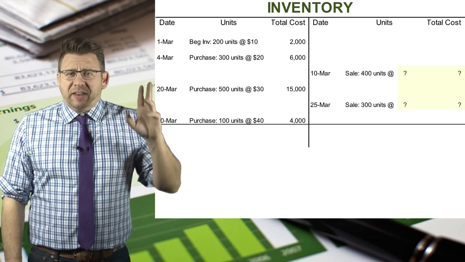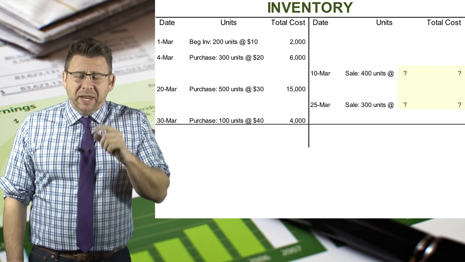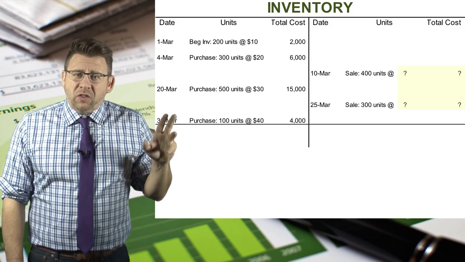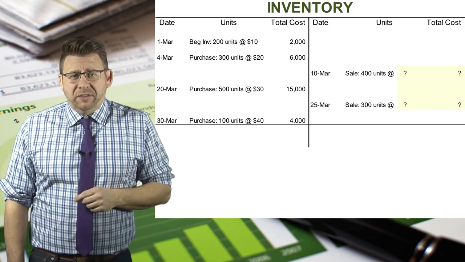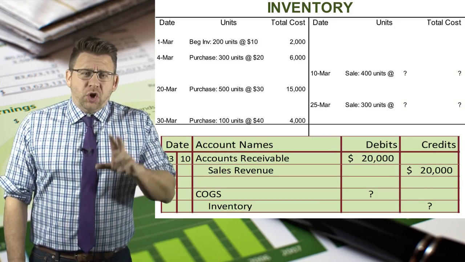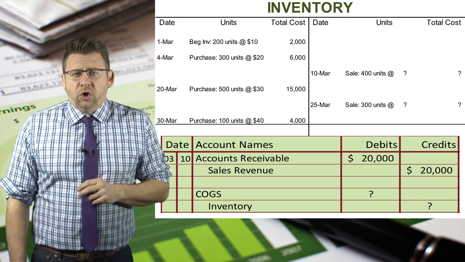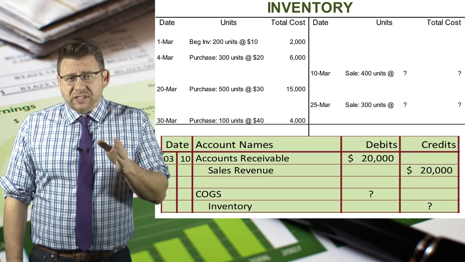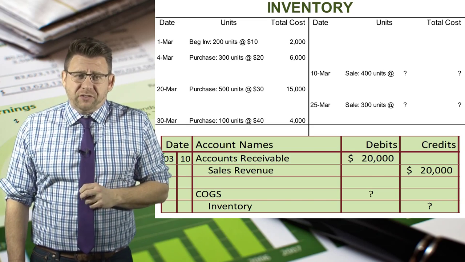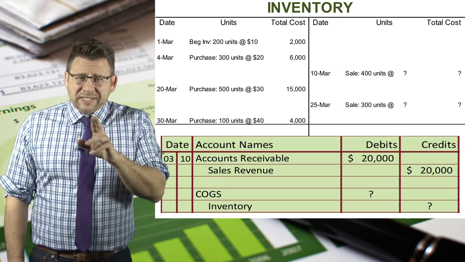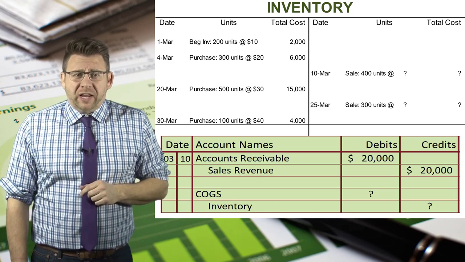In fact, everything that I have listed here isn't dependent on the valuation method. The items that are dependent are the ones highlighted on the credit side of the account. Let's figure out what those are. So on March 10th, we sold 400 units at $50 each, which gives us the sales revenue of $20,000. But how much is the cost of goods sold? Well, let's apply LIFO to that to figure it out.